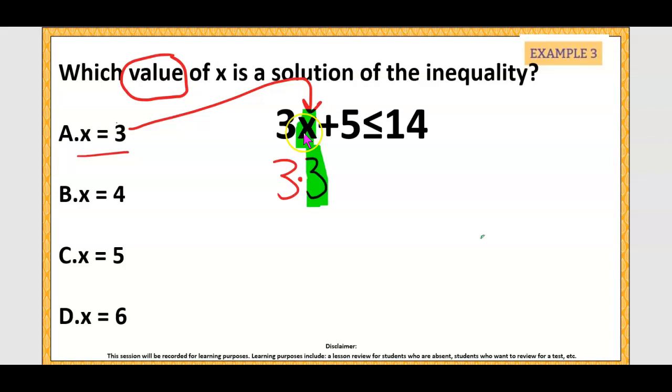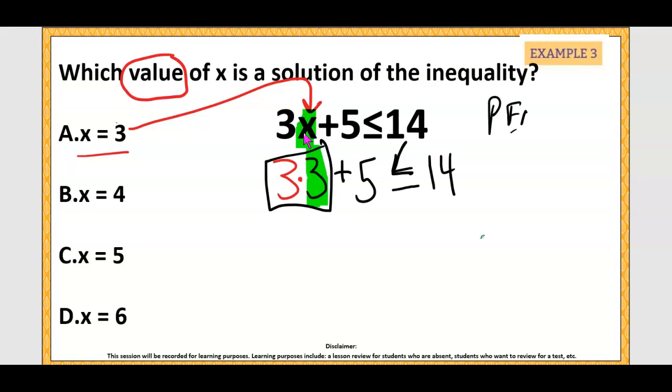Now I'm going to continue rewriting the rest of the inequality. Can't say equation now because it's an inequality. 5 less than or equal to 14. So is this true when we do this? Let's do PEMDAS, right? P-E-M. Well, you know what? Let's just make sure we get this really nice. If we're going to take the time to talk about it, let's do it nicely and make it happen right.